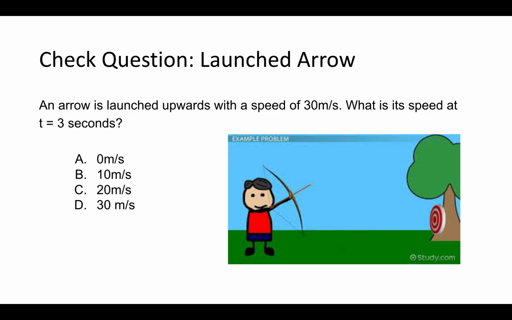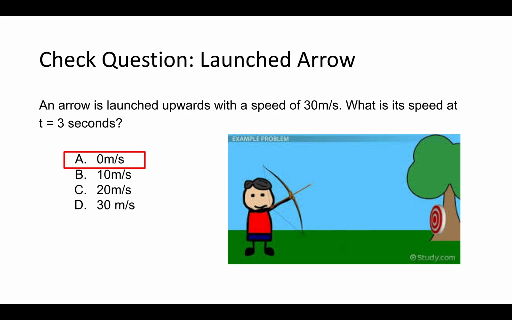Let's move on. All right, same example. An arrow is launched upwards at a speed of 30 meters per second. What is its speed at t equals 3 seconds? Remember that acceleration due to gravity causes a change in velocity at 10 meters per second per second. So gravity is acting down, this speed is up. So what would its speed be after t equals 3 seconds? All right, go ahead and answer that now.